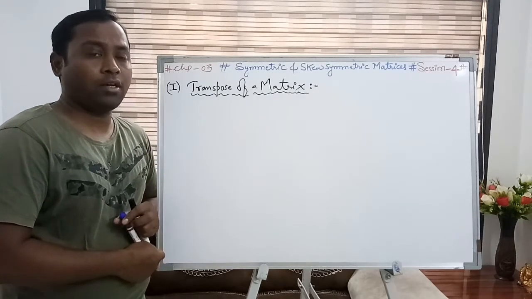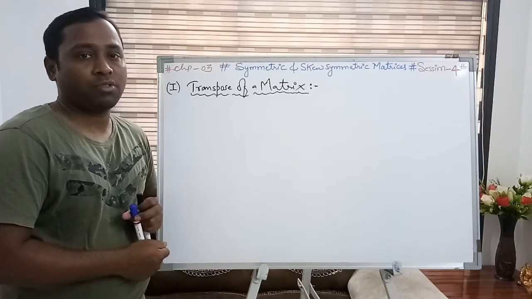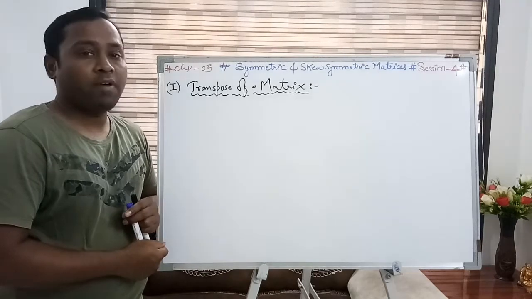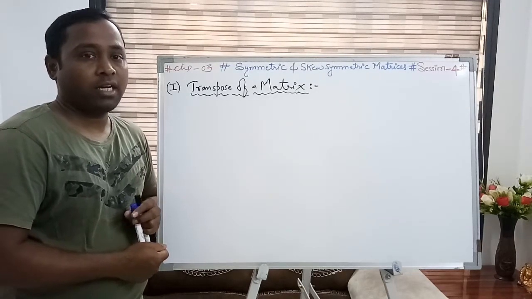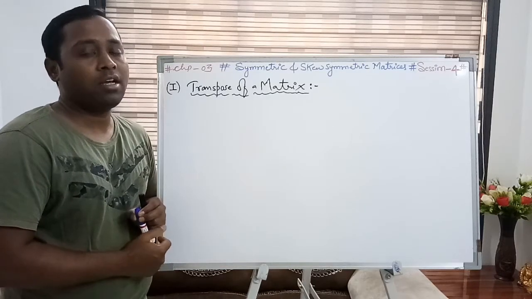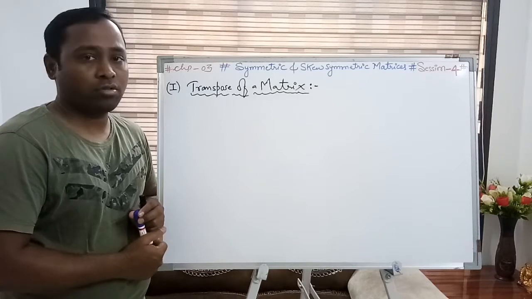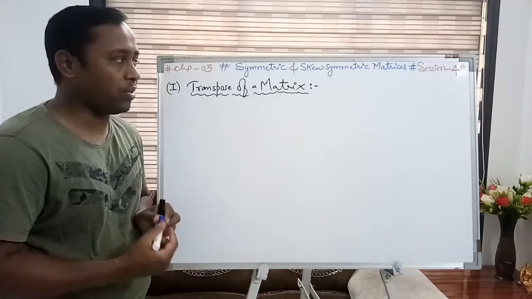Based on that, we are going to prove 4 to 5 theorems, 4 to 5 standard results. Thereafter, we'll discuss 4 to 5 sums to understand the entire concept. Fine. So let's have a discussion on the transpose of a matrix first.